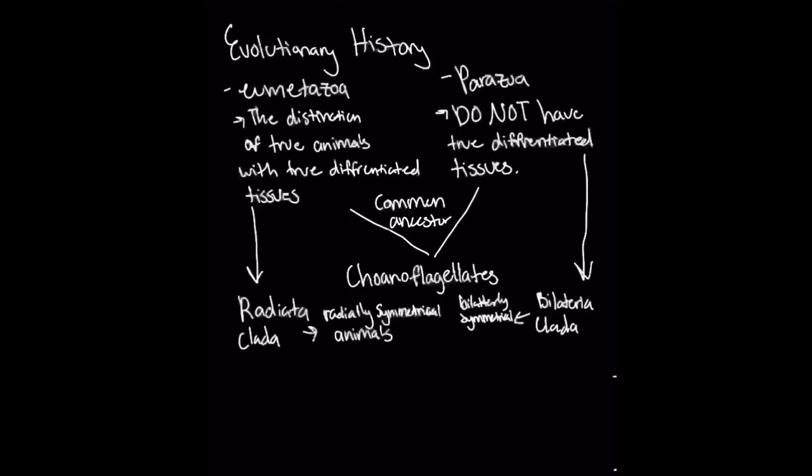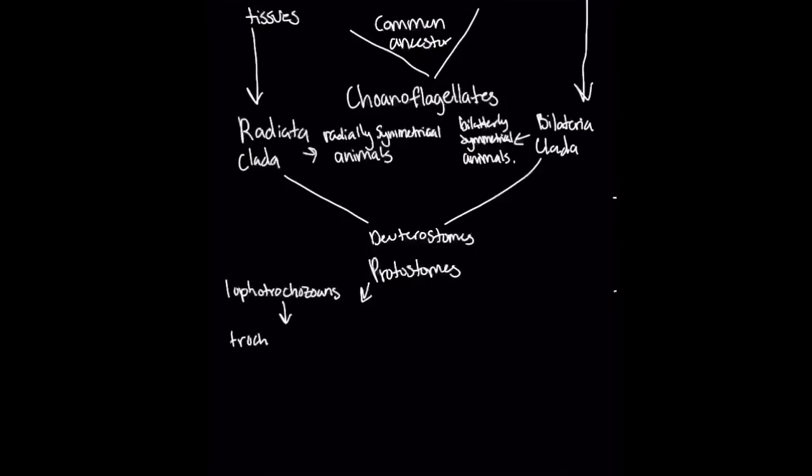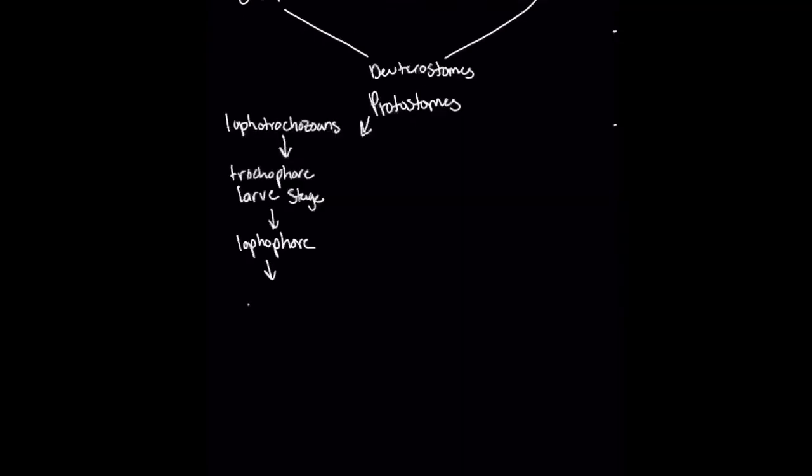They are further divided into deuterostomes and protostomes. A type of protostome includes Lophotrochozoa, which are named for two structural features, the larval stage, called the trochophore, and the lophophore, where there is presence of a feeding structure.